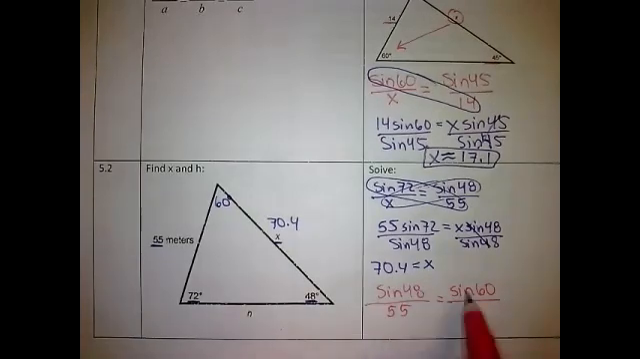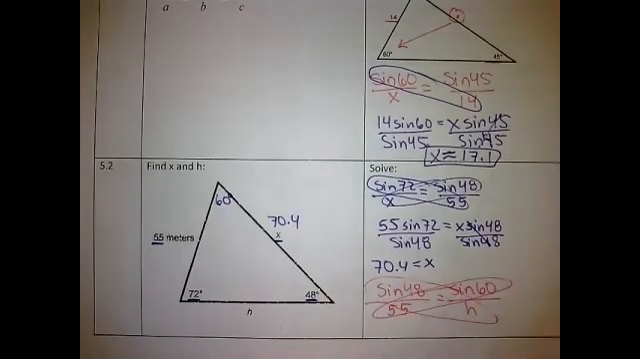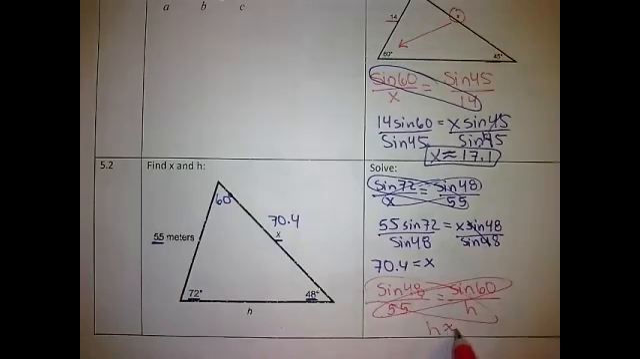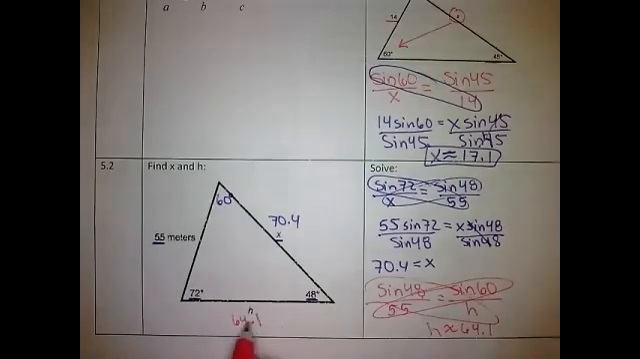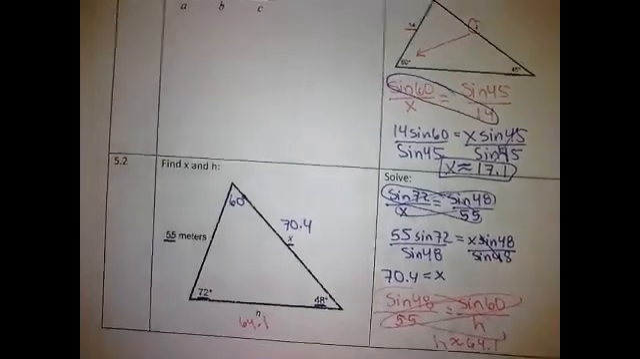I'm going to cross multiply. I don't always rewrite it, but if you struggle, make sure that you rewrite it. So I'm going to do 55 times sine of 60 divided by sine of 48. I call this the odd man out: I multiply the two that are across from each other and divide by the odd man out. That gives me that h is approximately 64.1, about 64.1 meters. So now I found both my x and my h values. Law of sines, not too bad.